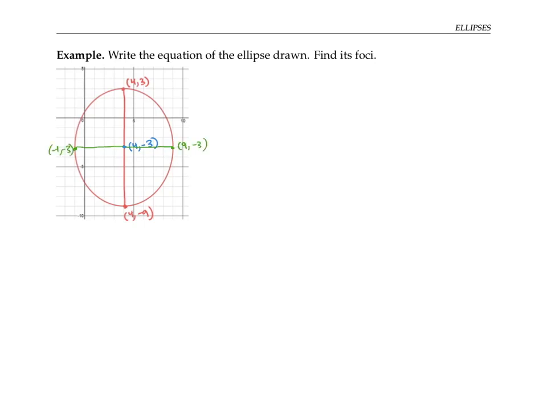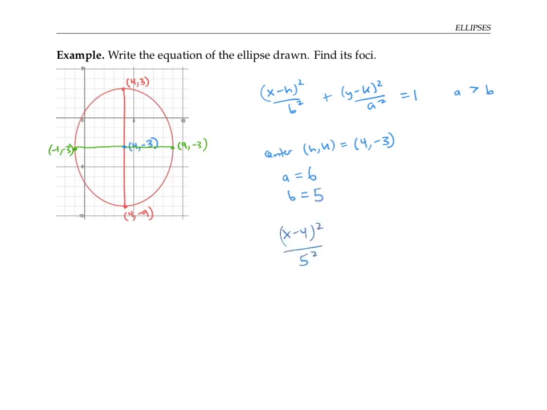Since my ellipse is elongated vertically, I know I have an equation of the form (x minus h) squared over b squared plus (y minus k) squared over a squared equals 1, with a bigger than b. My center is my point (h, k), and that's equal to (4, -3). A is half the length of the major axis, so that's the vertical distance between this point and this point. I can just take the difference of y coordinates and see that a is equal to 6. B is half the length of the minor axis, so looking at the difference in x coordinates of these two points, I see that b is equal to 5. Throwing that all into my equation, I get that (x minus 4) squared over 5 squared plus (y plus 3) squared over 6 squared equals 1.